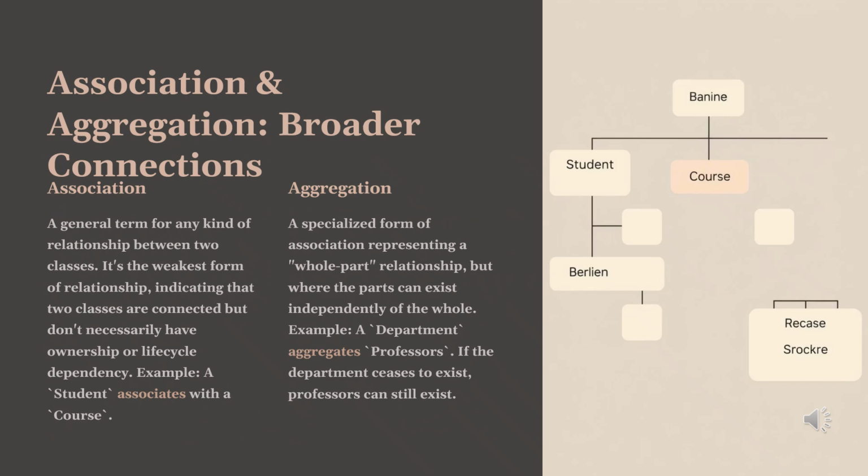Association and aggregation. Association is a basic connection between two classes, where either can know about the other. For example, a student can be associated with a course. Aggregation is a special type of association that represents a whole-part relationship, but where the parts can exist independently. For instance, a department can aggregate professors. Even if the department closes, the professors can still exist on their own.